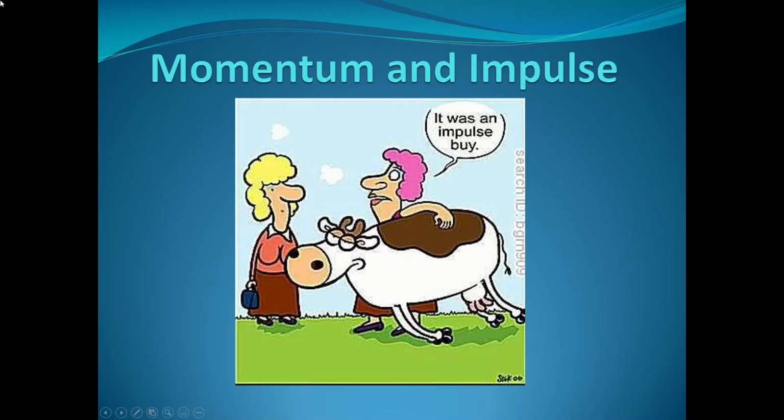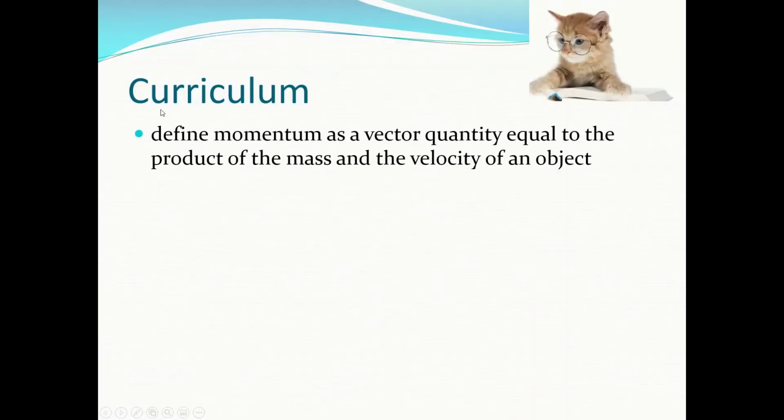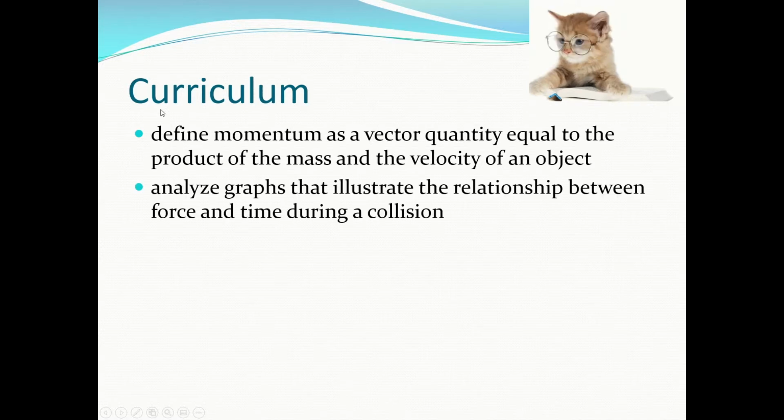Momentum and impulse. Okay, so curriculum. Define momentum as a vector quantity equal to the mass and the velocity of the object. Analyze graphs that illustrate a relationship between force and time in collision. So this is important. You need to know force-time graphs.